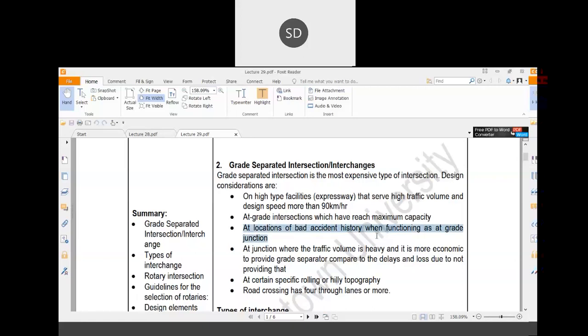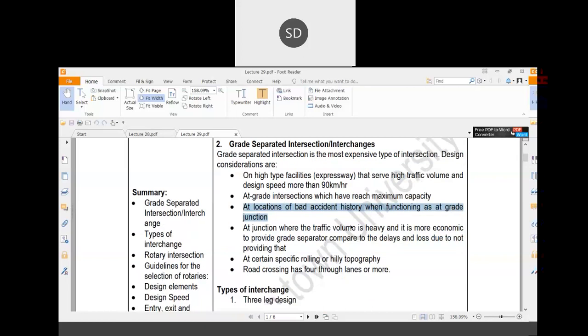Another case is a location with a bad accident history when functioning as an at-grade intersection. Suppose one at-grade intersection is there and there are different black spots where accidents happen. So these are the different locations which you can consider to be upgraded to grade separated intersection.